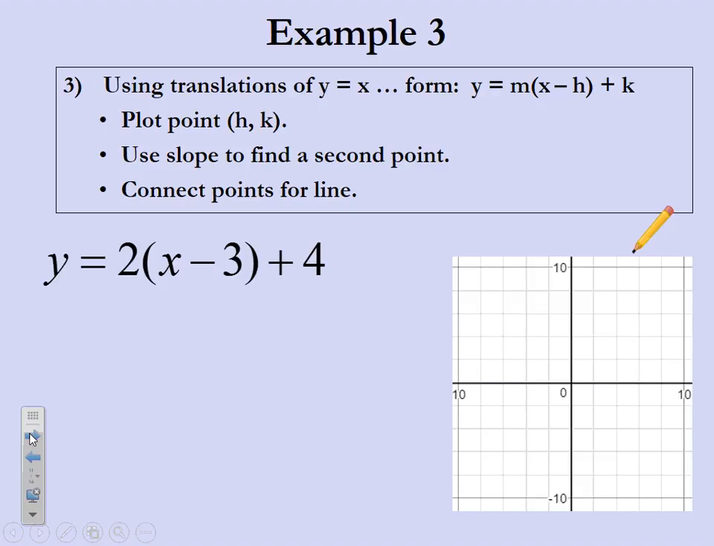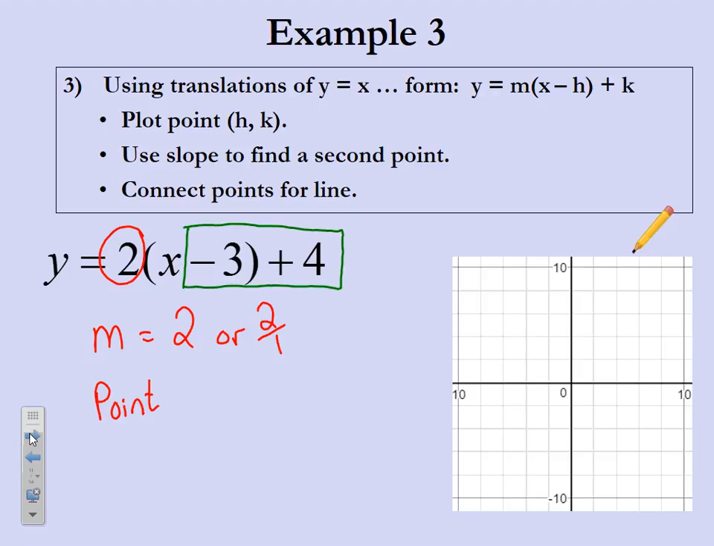So the first thing we're going to do here is identify our slope, so our m, and our point. Our slope equals what's up in front here, so that's our 2, or if you want to write it as 2 over 1, that's fine. Our point is going to be this part right here. This is our h, this is our k. Remember, our h is always going to be the opposite, so since this says -3, we're going to write 3, and our k is 4. So we're at the point (3, 4).